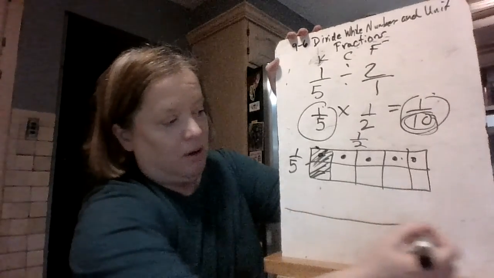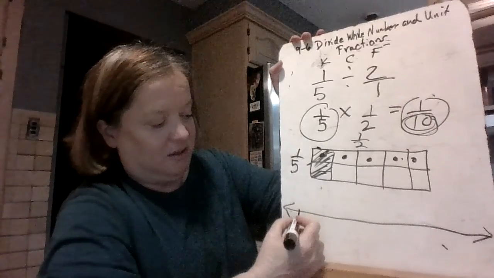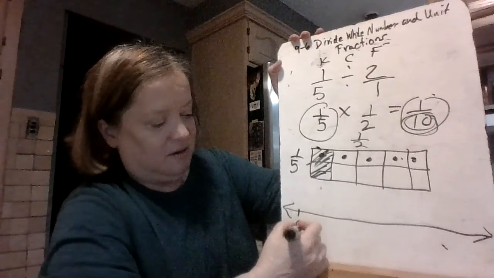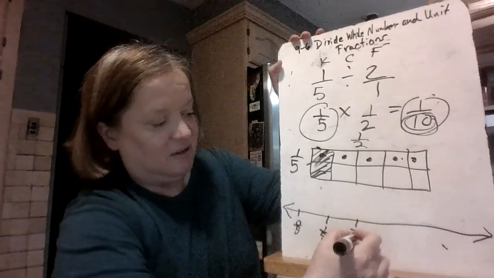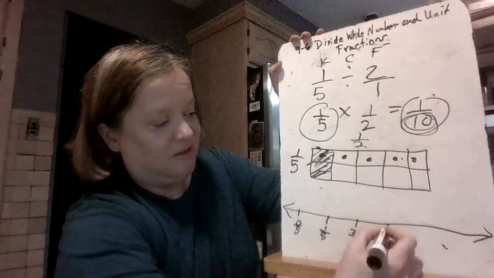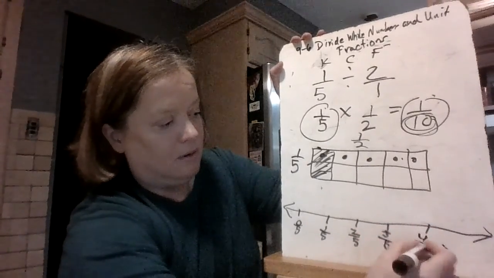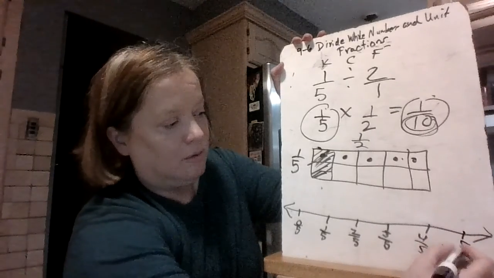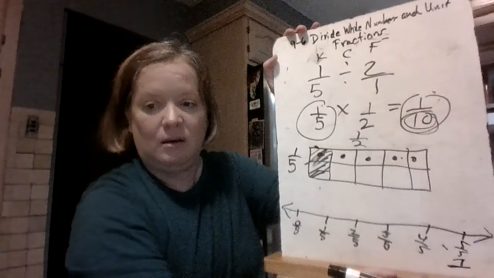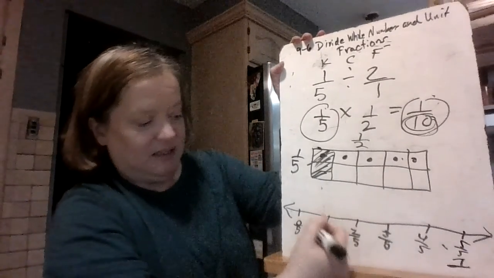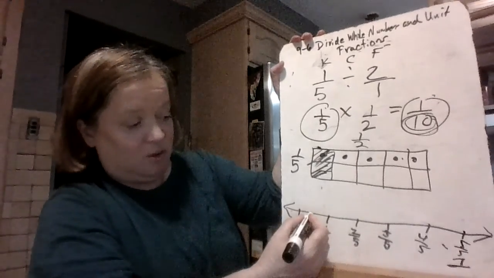Also going to show it on a number line. So again, let's say here's 0/5, 1/5, 2/5, 3/5, 4/5, 5/5, which is the same as 1 whole. Okay? Well, I'm basically taking each of those fifths and I'm cutting them in half. So to cut them in half, I'm going to use 1 line.